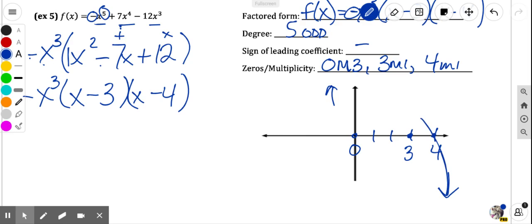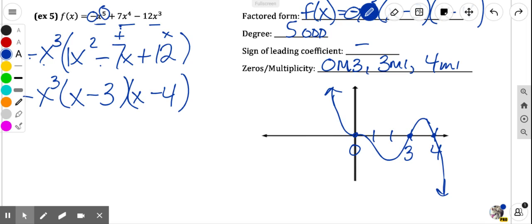At 0, multiplicity 3, so this is going to kind of like, whoops. That's not what I want to do. Okay, let's try this again. So it's going to go down and over and up, and then up and over, and then go through 3 and connect, something like that. Just make sure that right here it doesn't go straight through, make sure it curves a little bit. And there's example 5.